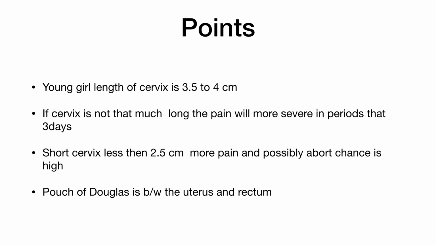Points: in a young girl, the length of the cervix is 3.5 to 4 centimeters. If the cervix is not that long, the pain will be more severe in periods. With a short cervix of less than 2.5 centimeters, there is more pain during the 3 days, and the chance of abortion is possibly high. The pouch of Douglas is between the uterus and rectum.